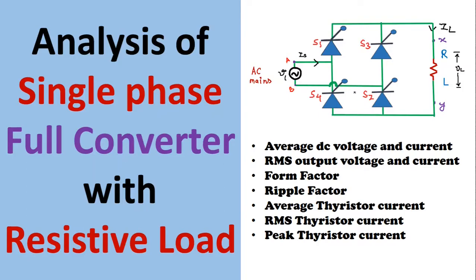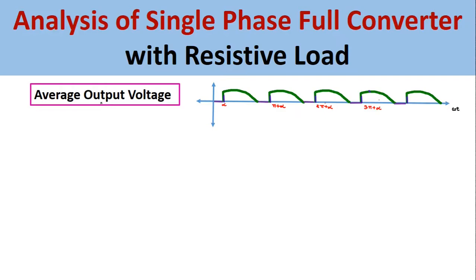And under the analysis of this converter, we are going to derive first average DC output voltage and current, then RMS output voltage and current, then form factor, then ripple factor, and then we are going to derive average thyristor current, then RMS thyristor current, and lastly we are going to derive peak thyristor current. First we are going to derive average output voltage.